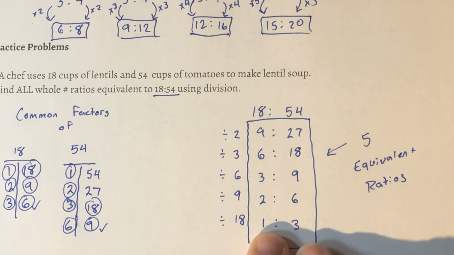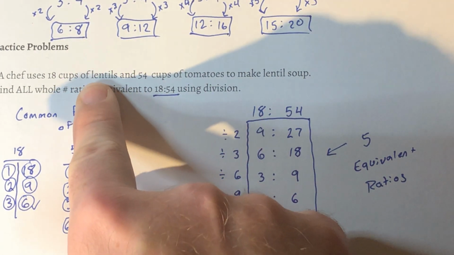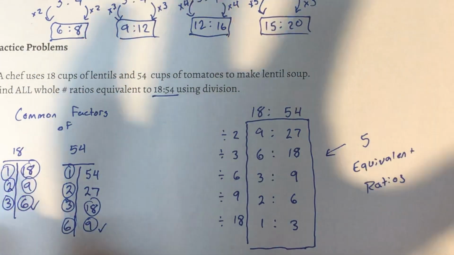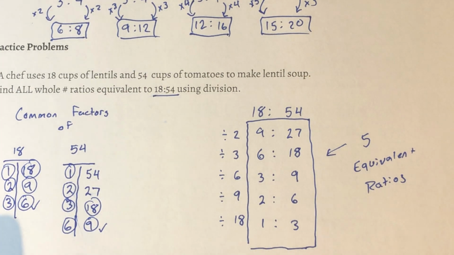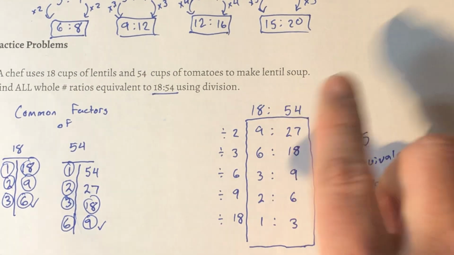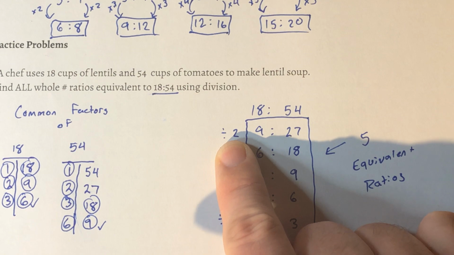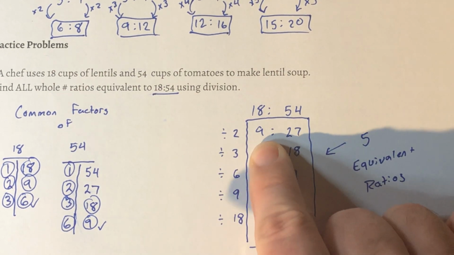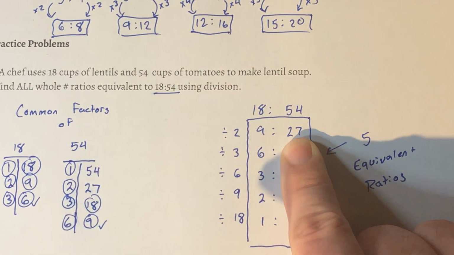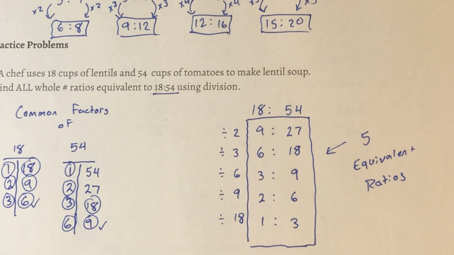What does this 1 to 3 mean? It means 1 cup of lentils and 3 cups of tomatoes. And that's going to make his smallest batch that he can make. Let's say he does have fewer people coming, but he's still going to have quite a few. He only wants to divide by half, perhaps. So that means he would use 9 cups of lentils and 27 cups of tomatoes to make his lentil soup. So think of these as different sizes of recipes.